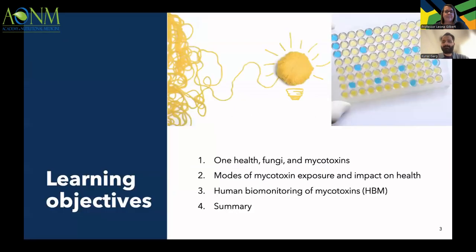What I will be discussing today is the One Health concept and then the modes of exposure for mycotoxins. There are many different modes through which we get exposed to mycotoxins. Finally, I will be introducing the concept of human biomonitoring, especially in the context of mycotoxins. And we will talk about specifically urine versus serum samples, the difference between them, and then the different test techniques and what they tell us about the measurement of mycotoxins.